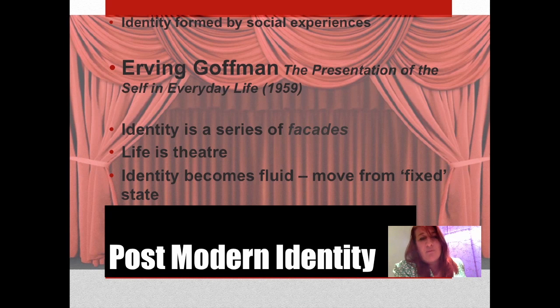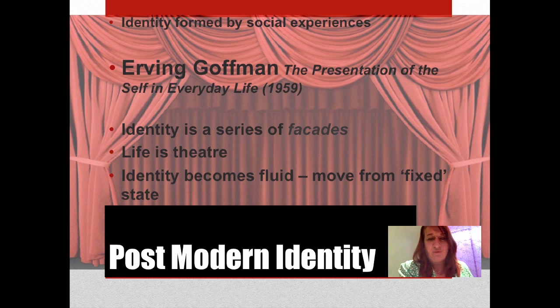As we move from this modern identity, though, into what is signified as a postmodern identity, here we see that identity is very much formed by these social experiences. Erving Goffman, in his seminal text, The Presentation of the Self in Everyday Life in 1959, highlights how identity should be seen as a series of facades. It's something we can put on and take off. In this context, life becomes theatre.